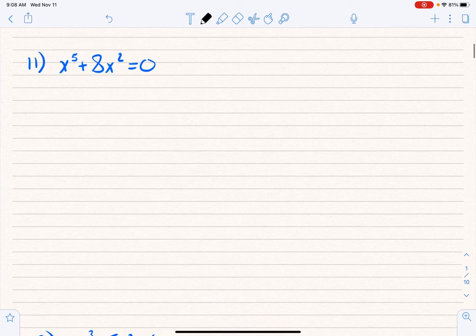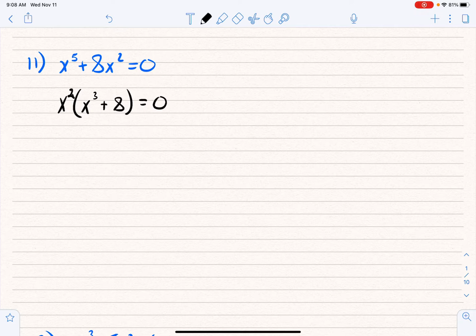Okay, moving on. I got x to the 5th plus 8x squared. I'm going to take out an x squared out of both of these, and I'm going to get x to the 3rd plus 8 equals 0. Now this is good because I don't know if anybody realizes this, but this is a sum of 2 cubes, so I could factor it further, but I think really I'm going to end up kind of getting the same thing, so I don't know that I really need to go there.